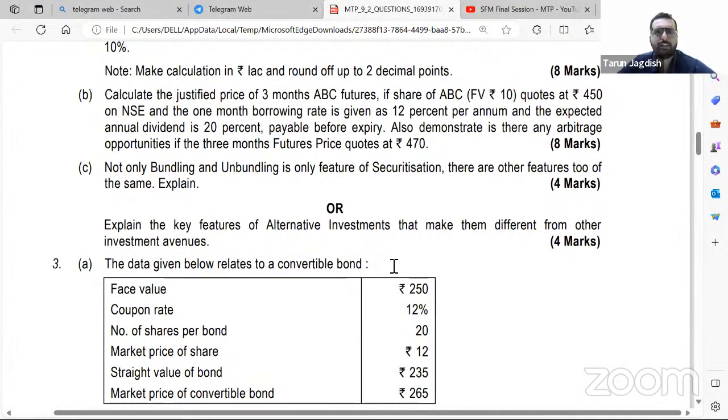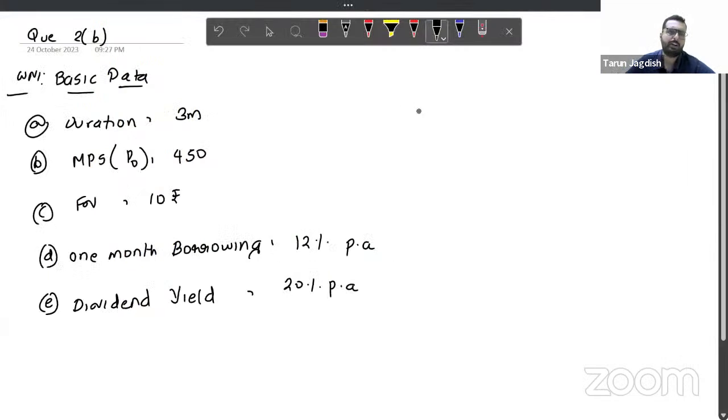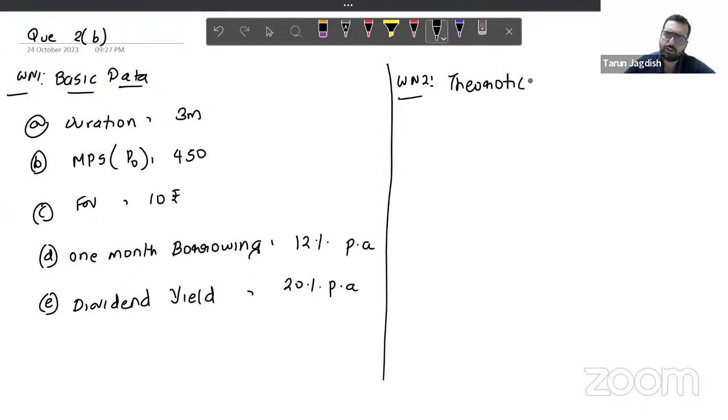Also demonstrate if there's any arbitrage after 3 months. All right. So basically they want you to find out the theoretical future price. So working note number 2, I will write down theoretical future price.